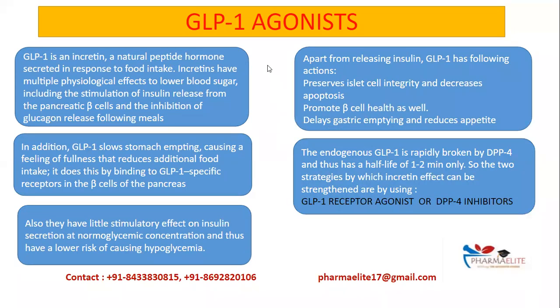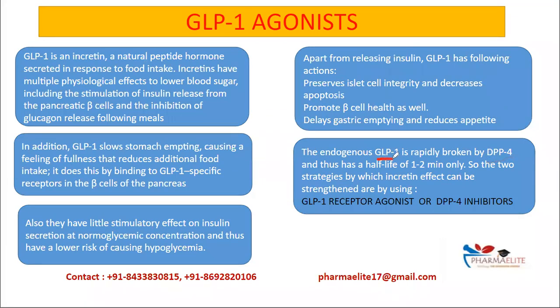Then the endogenous GLP-1 is rapidly broken down by DPP-4. This is a very, very important line. GLP-1 is broken down by DPP-4, which is dipeptidyl peptidase 4. That's why the half-life of GLP-1 is very short. It's around 1 to 2 minutes only.